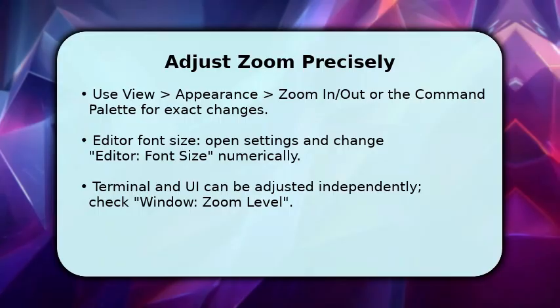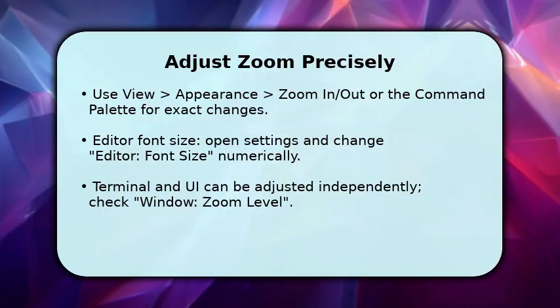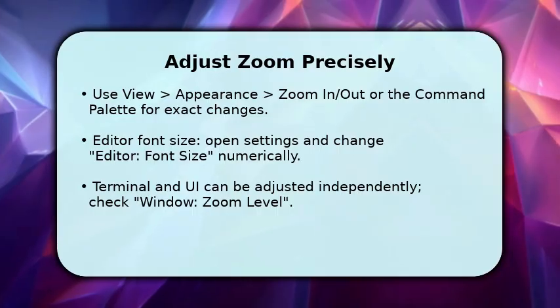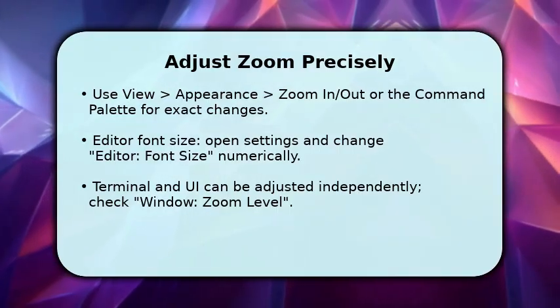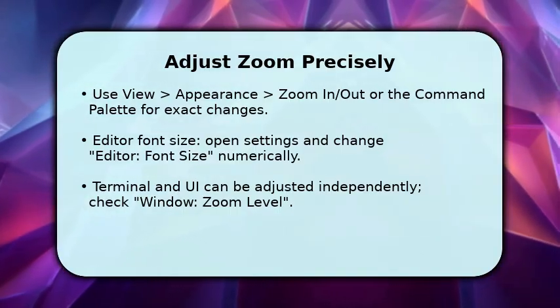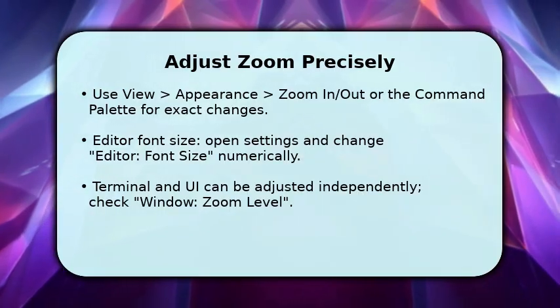To set a precise editor font, open Settings Ctrl+, search Editor, Font Size, and enter a number like 14 or 16, then press Enter. For exact UI scaling, change Window Zoom level to 1 or 2, where each step equals roughly 20%. Make sure to separate terminal scaling from the editor if you want different sizes.